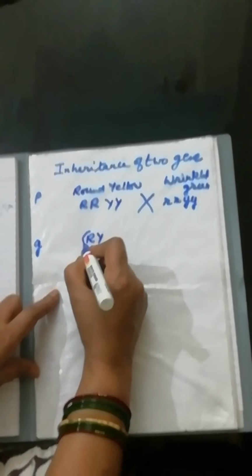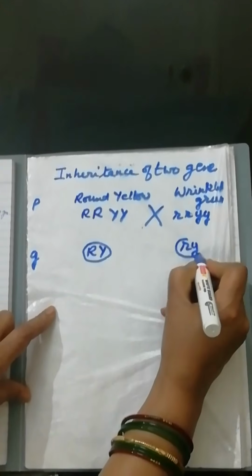Their genotype would be small r, small r, small y, small y. Now the crossing is made between these two. G stands for gamete. Because both the alleles are identical, we will get only one type of gamete, that is, all the gametes will carry capital R and capital Y alleles. Similarly, the gametes produced by this parent will also carry small r and small y alleles.